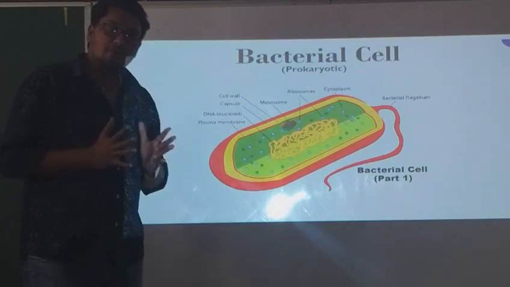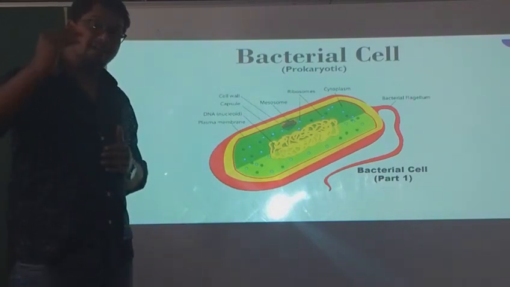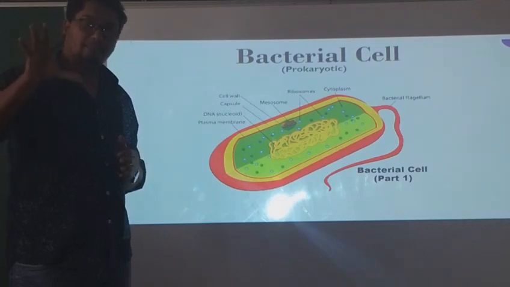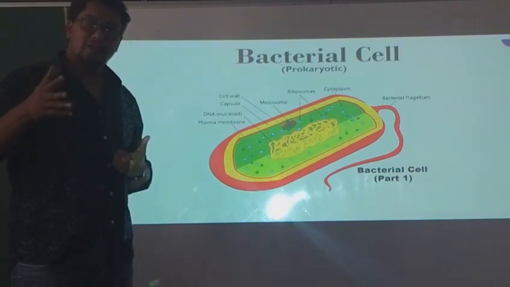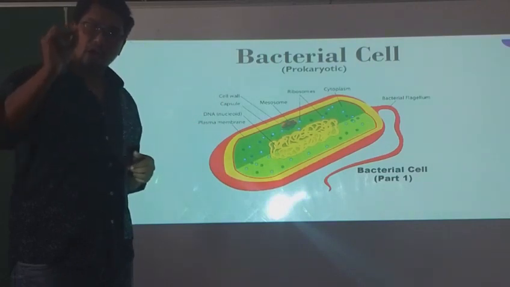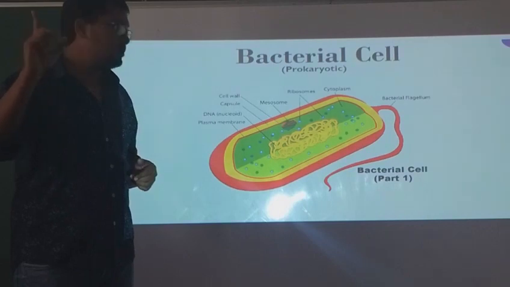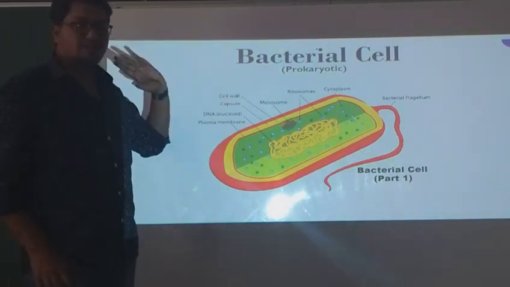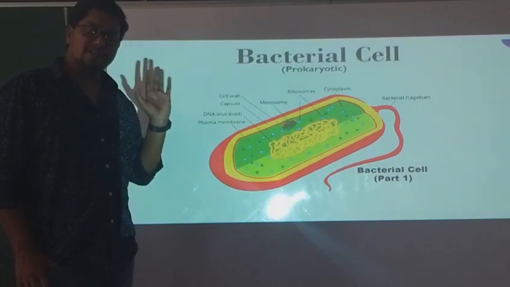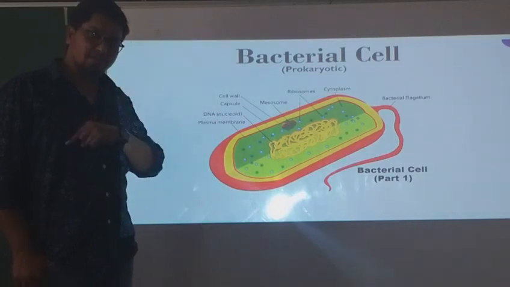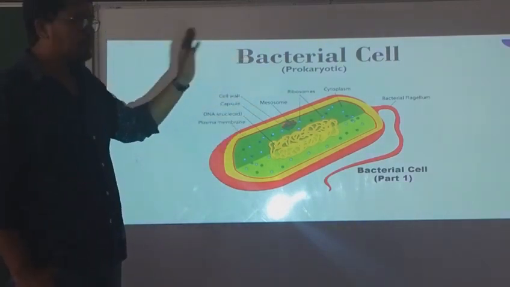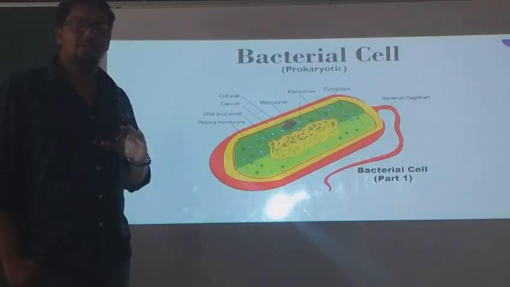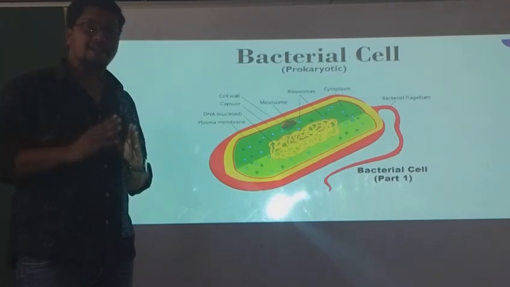If someone asks you, what is the main difference between a prokaryotic cell and a eukaryotic cell? Your answer should be, in a prokaryotic cell, membrane bound organelles like mitochondria, chloroplast, Golgi complex, endoplasmic reticulum are all absent. The only common cell organelle for both prokaryotic and eukaryotic cells is the ribosome. Students should remember. But one more difference will be there. The ribosomes present in prokaryotic cells are 70S ribosomes. In eukaryotic cells, 80S ribosomes are present.